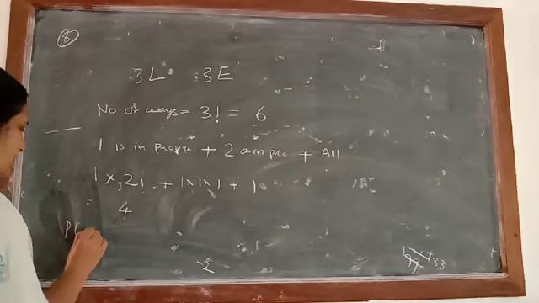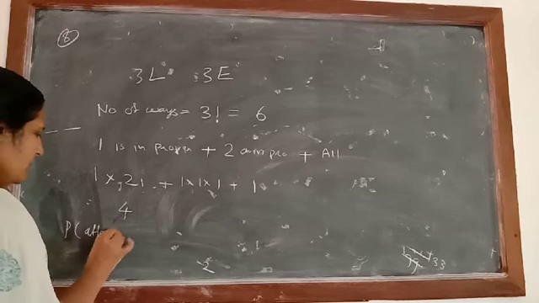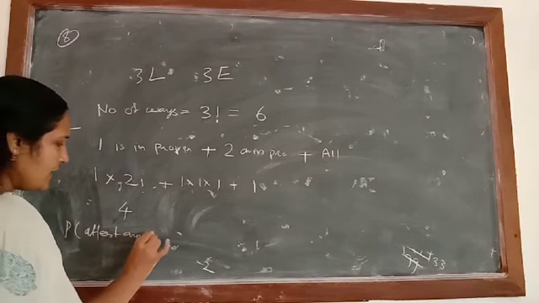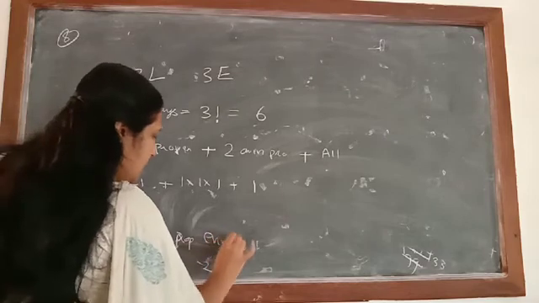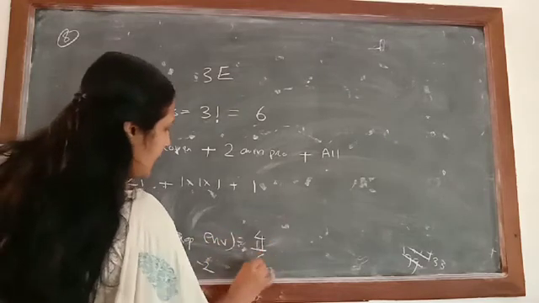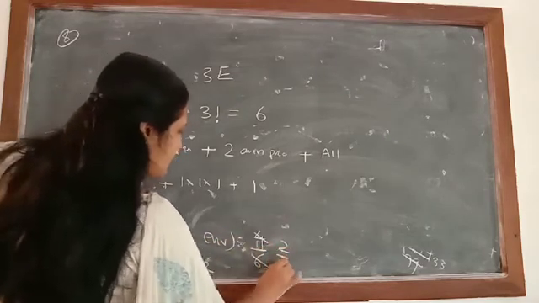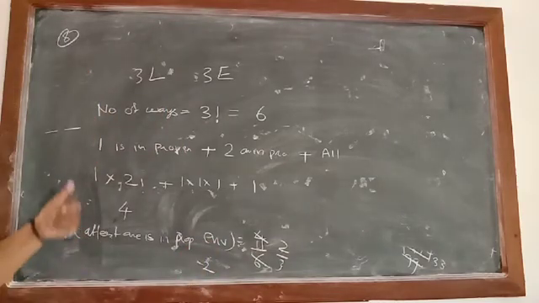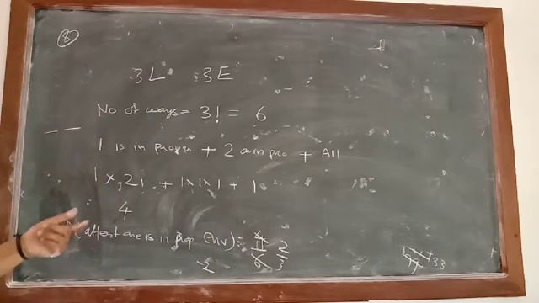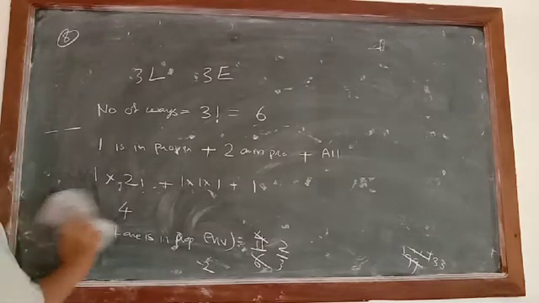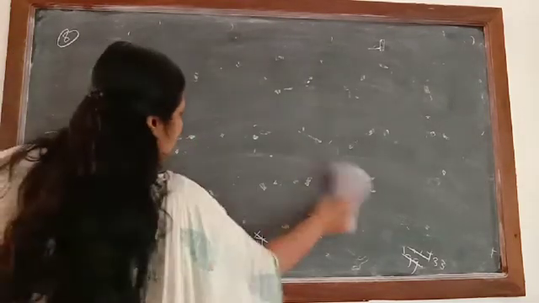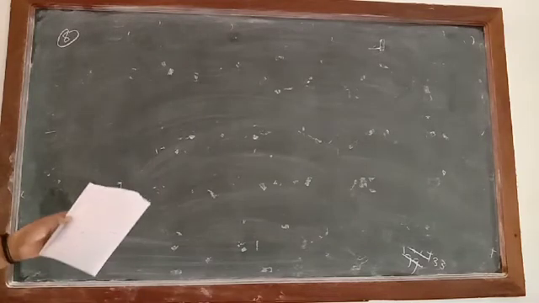Now we have to write down the probability. Probability of at least one is in the proper envelope is equal to 4 by 6, which is equal to 2 by 3. So just to check, all these questions are from your textbook only, from the miscellaneous exercise. Okay. Now next question we can check, question number 10.